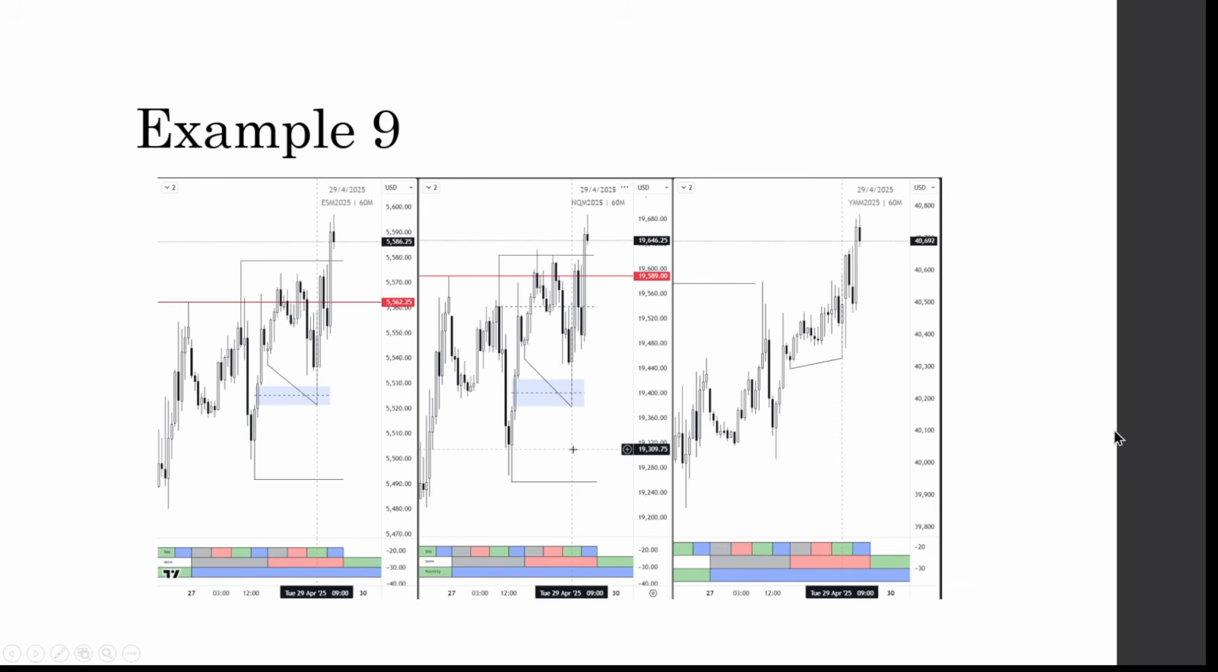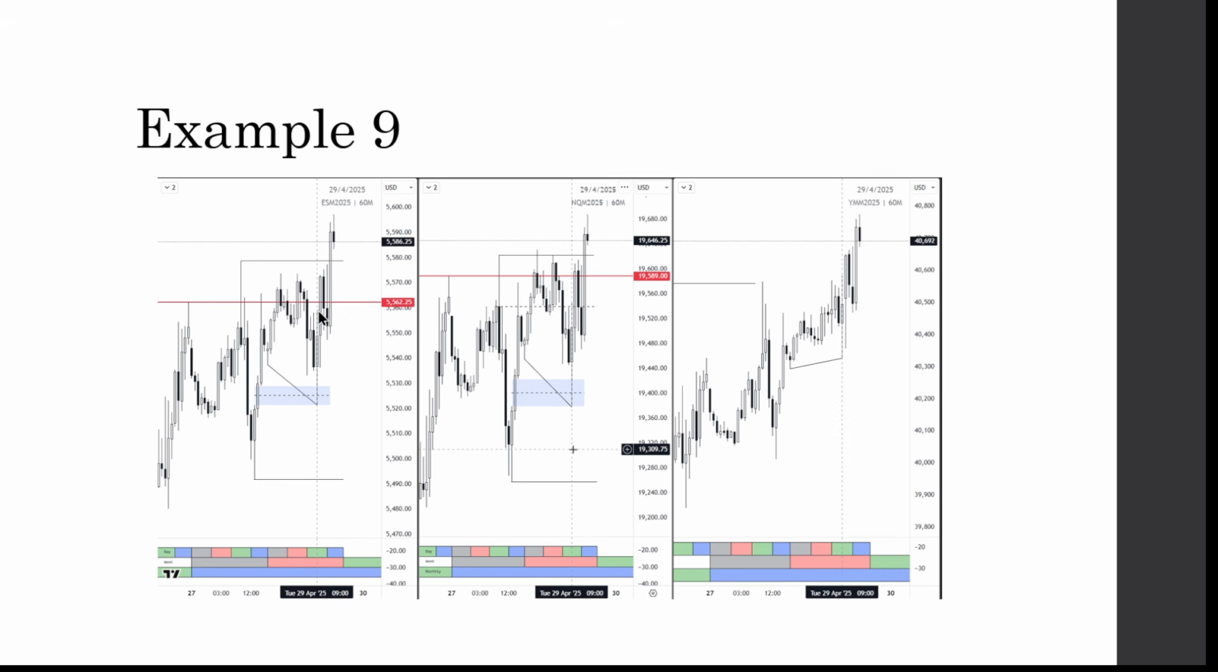Alright, so example number 9. Now in this example, I want to show you when sequential SMT fails. So remember I said that when the SMT forms during Q1 of its lower time frame cycle. So over here, we have a sequential SMT between Monday and Tuesday on the weekly cycle. However, this sequential SMT formed during the Asia session, which is Q1 of its lower time frame cycle, which was the daily cycle, right?